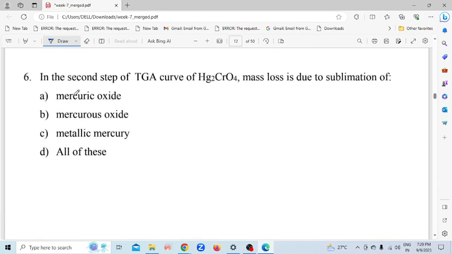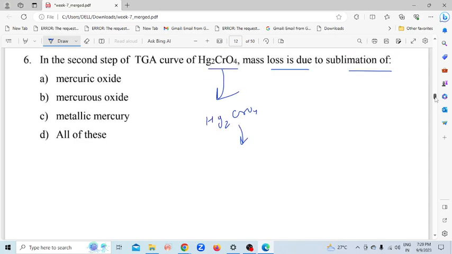Question number 6. In the second step of the TGA curve of Hg2CrO4, mass loss is due to sublimation of what? It is also explained why it happens. It is Hg2CrO4, so mass loss will happen. First of all, what will happen? See, in this reaction it is written: it is mercurous oxide sublimation. Mercurous.